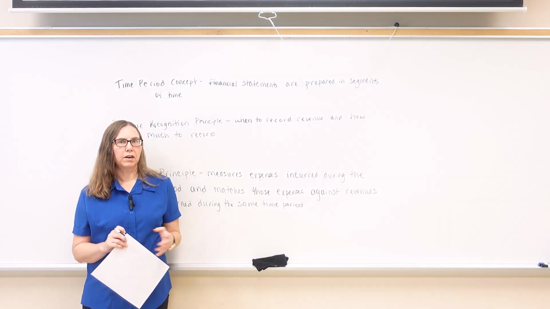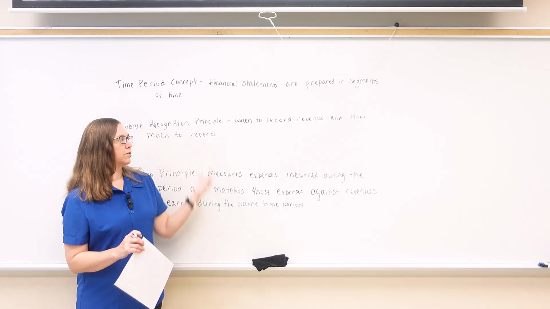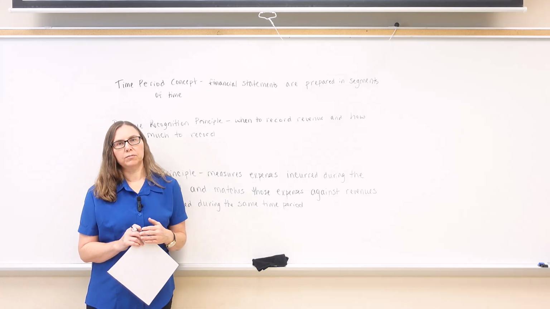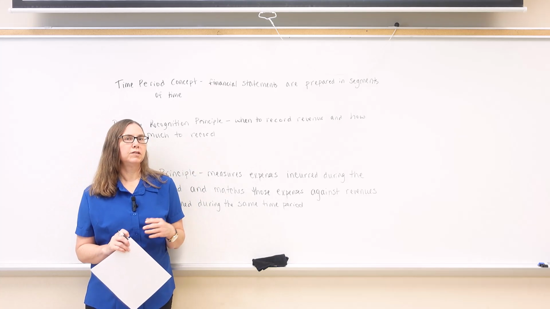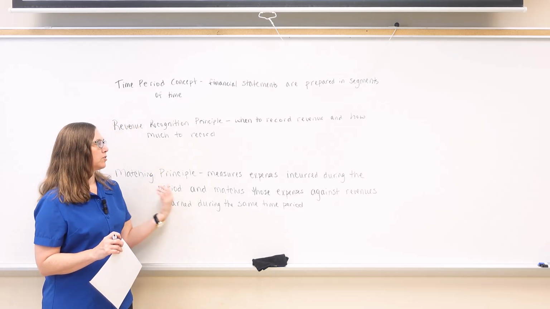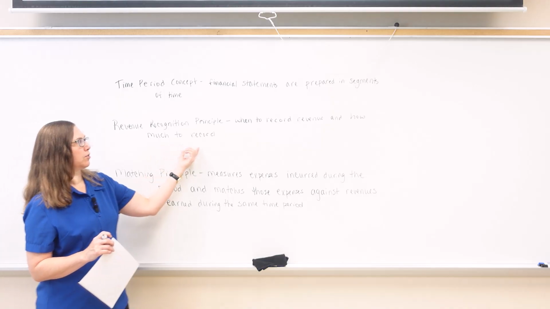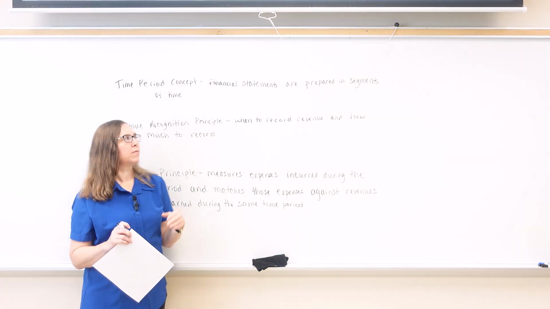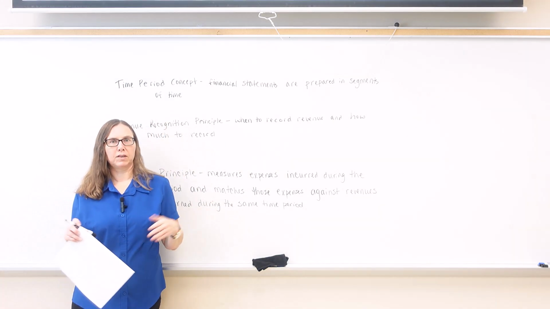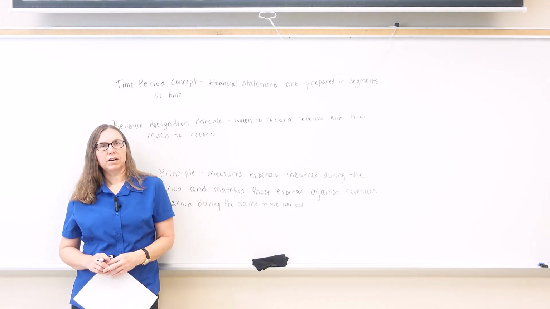And that's all I wanted to cover in this video. These principles and concepts are related to the adjusting entries because we're wanting to make sure things are in the right time period. We're wanting to make sure we're recognizing the correct amount of revenue, and we're dividing things up by time segment.